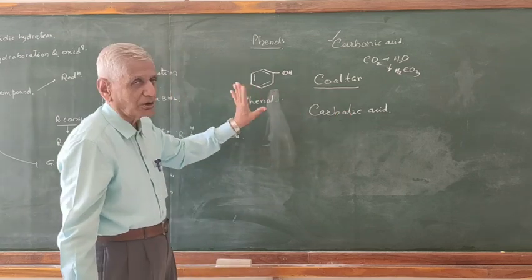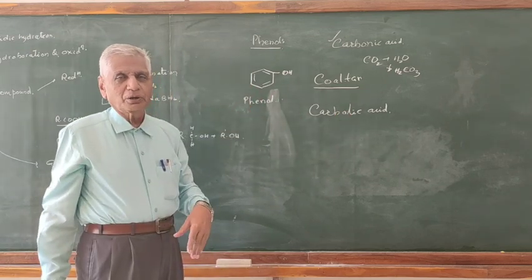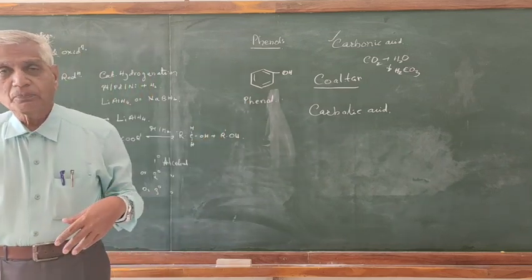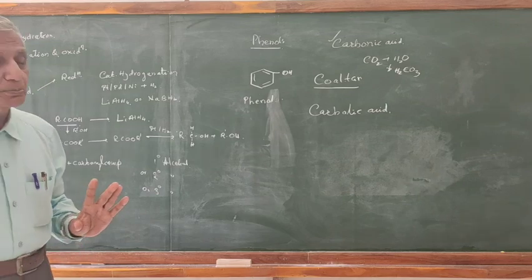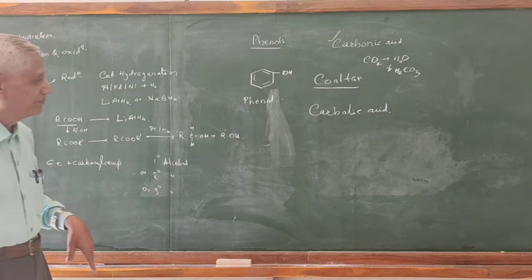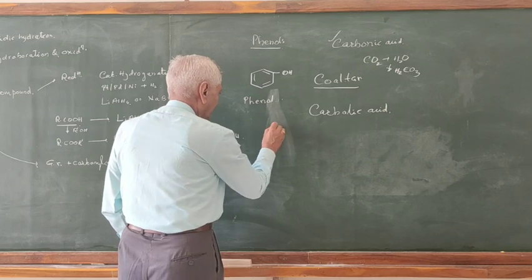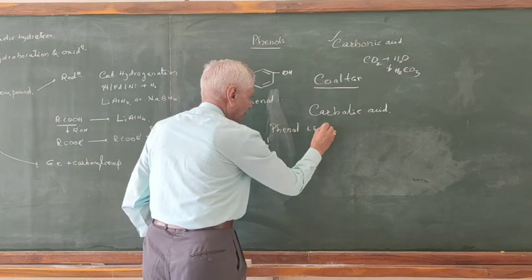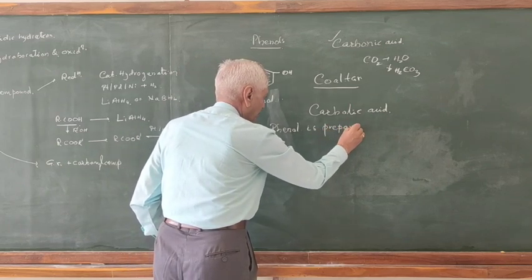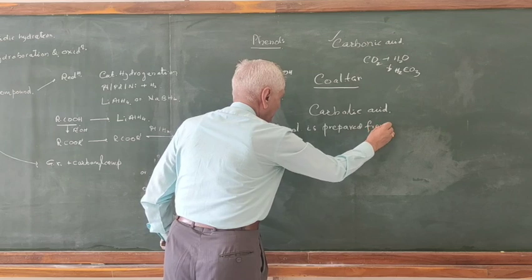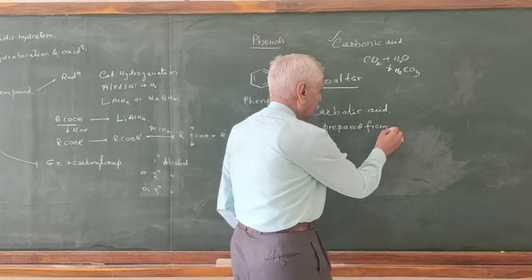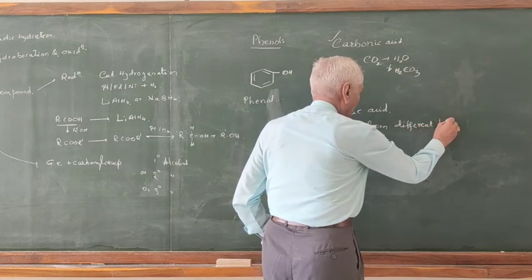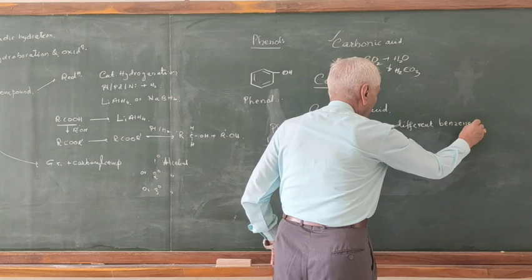Carbolic acid is phenol. This phenol can be obtained. It was formerly obtained from coal tar, but nowadays phenol is obtained from various derivatives of benzene, that is, the compounds obtained from benzene. One, phenol is prepared from different benzene derivatives.